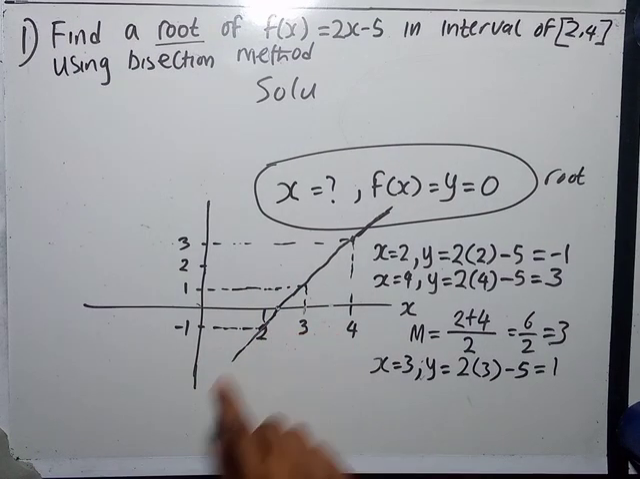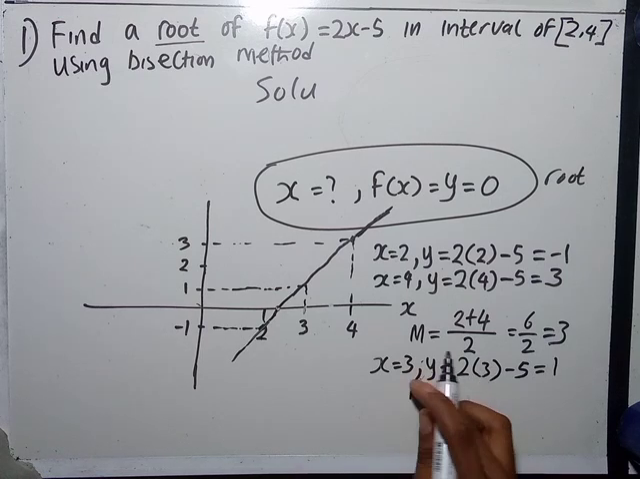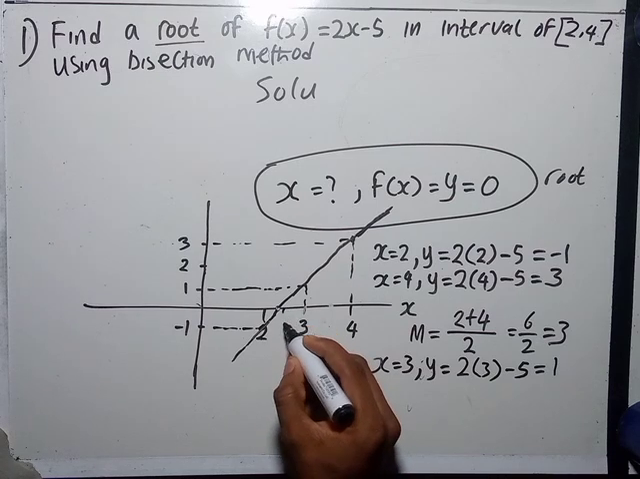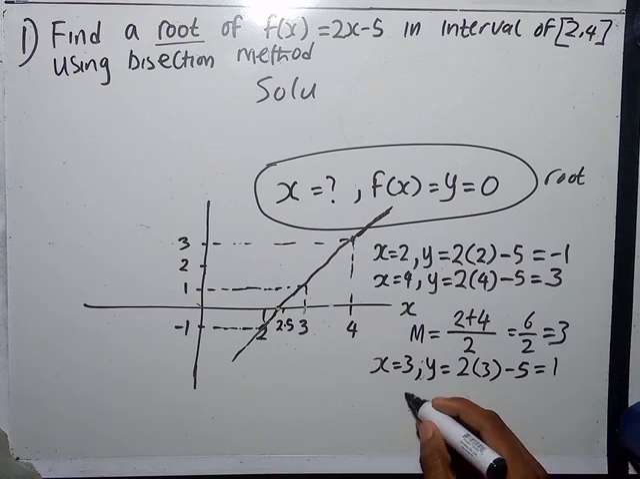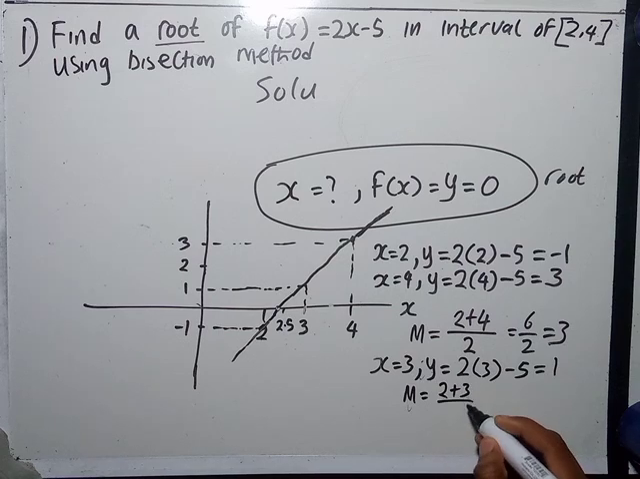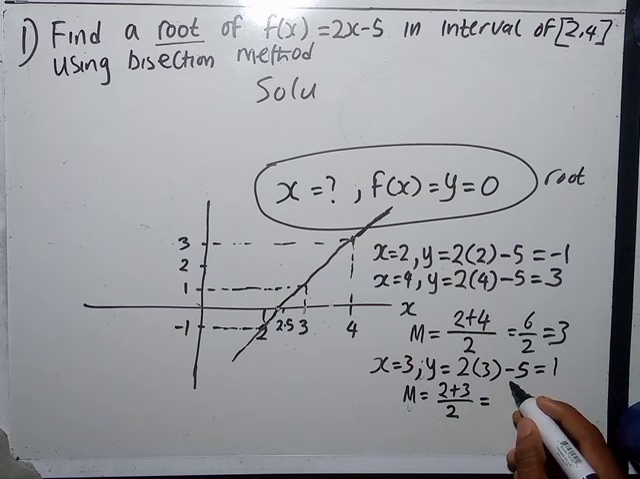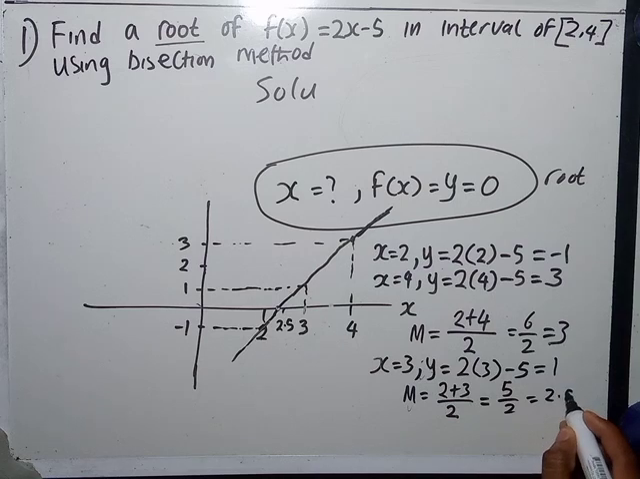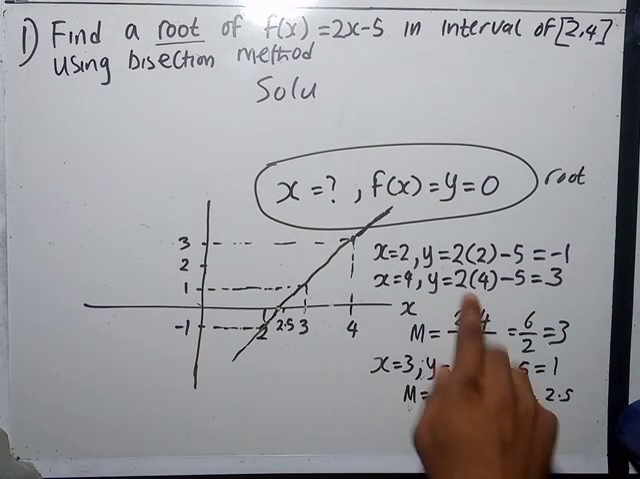Now we find the midpoint of these two again, or the center of the two, which, with common sense, we know is 2.5. But still, how to solve it? Still the same way. Your m is 2 plus 3 over 2. This is equal to 5 over 2, which is 2.5. Now, I'm going to be inputting this 2.5 into this same equation.